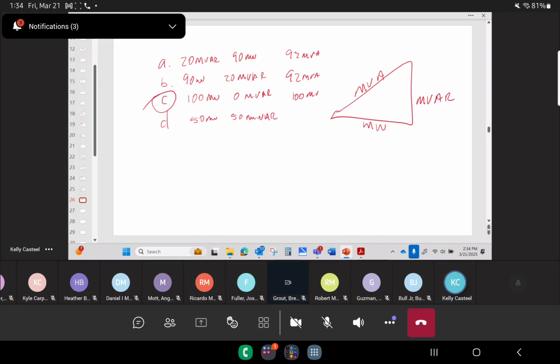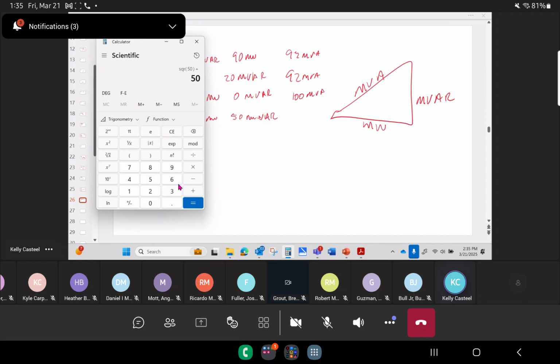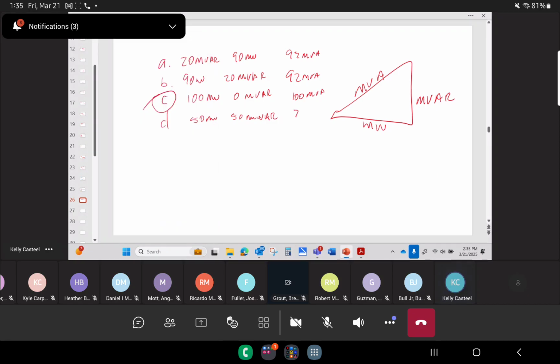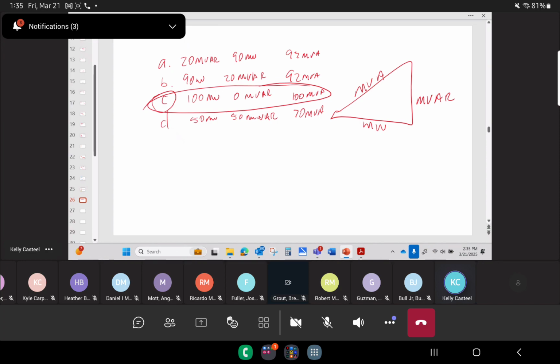This one's going to be 100 MVA. And 50 squared plus 50 squared. Let's see what that turns out to be. Take the square root, and it winds up being about 70. So which one of those would have the most sag? It's going to be that one because it's got the most MVA. Yeah, I do remember seeing that particular question. I don't remember if those were the exact numbers, but that's how you would calculate it.